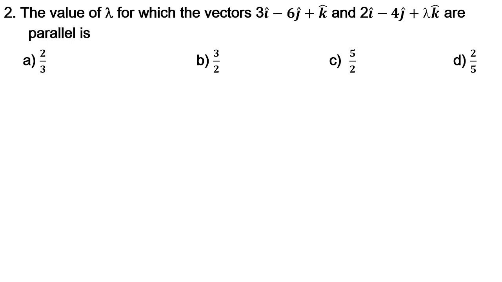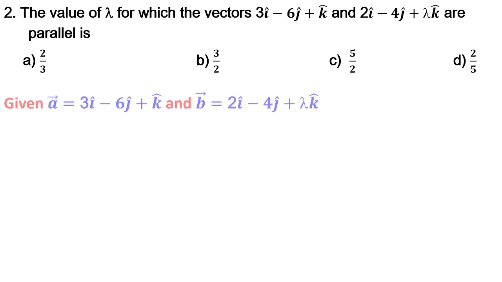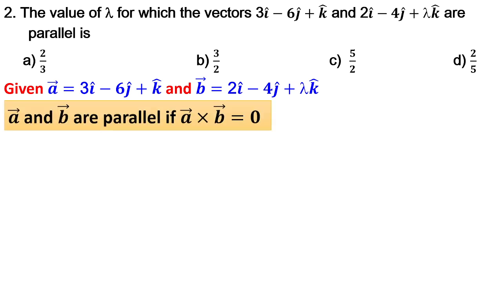We have to find the value of lambda for which the vectors are parallel. There are two ways of doing it. The vectors will be parallel if the components are proportional. That is 3 by 2 is equal to minus 6 by minus 4 is equal to 1 by lambda. The other way of doing it is you can use the condition that two vectors are parallel when the cross product is 0.